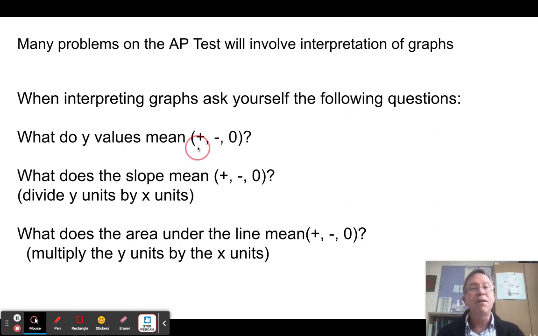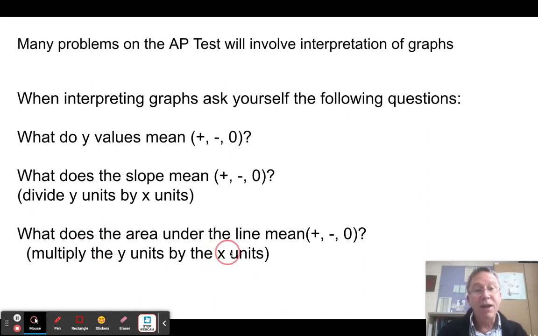Ask yourself, what does it mean for it to have a positive or negative value? What does it mean to have a zero value? Then ask yourself, what does the slope of this graph mean? The best way to do this is to look at the units associated with the y value and say, if I divide that unit, say meters per second, by the x value, which is seconds, what do I get? Meters per second divided by seconds is acceleration.